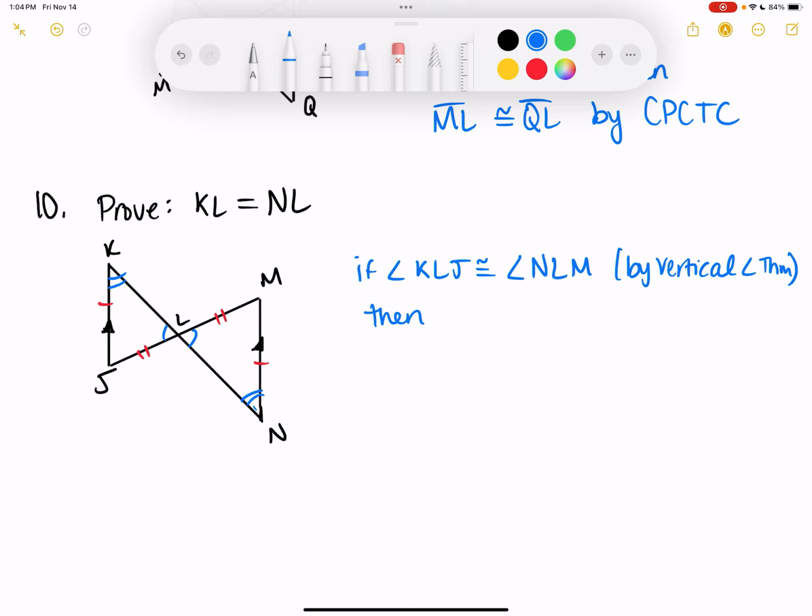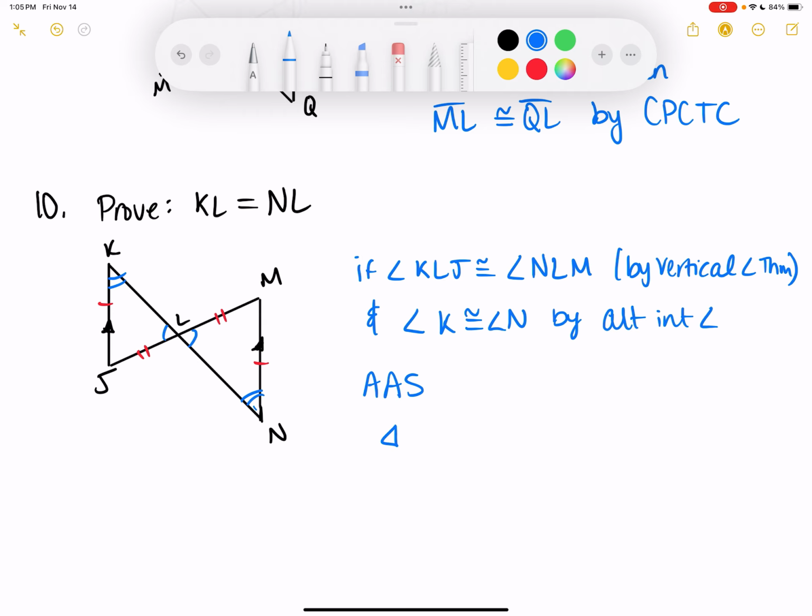Let me change this. Angle K is congruent to angle N by alternate interior angles. Then I technically have quite a few options here, I think. Well, I guess not. I only have angle, angle, side. So angle, angle, side allows me to prove that the triangles are congruent.